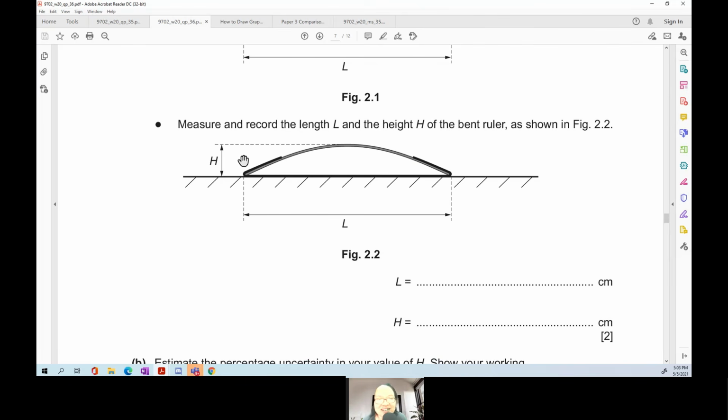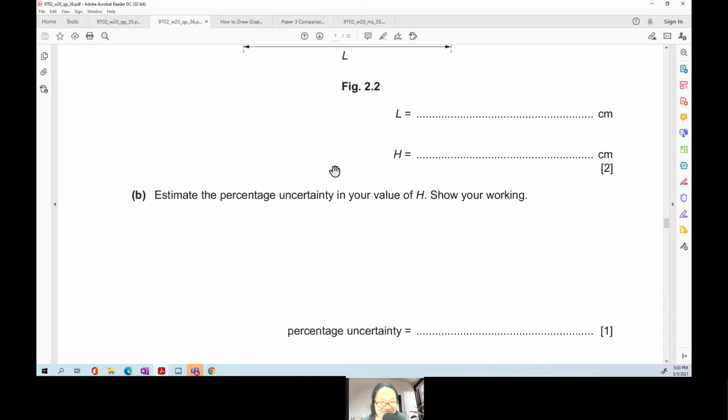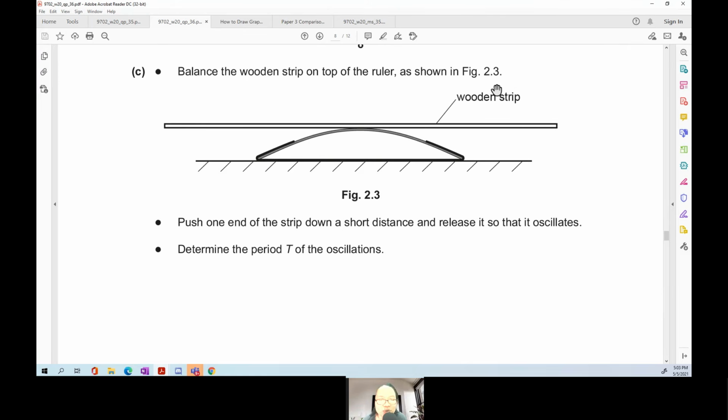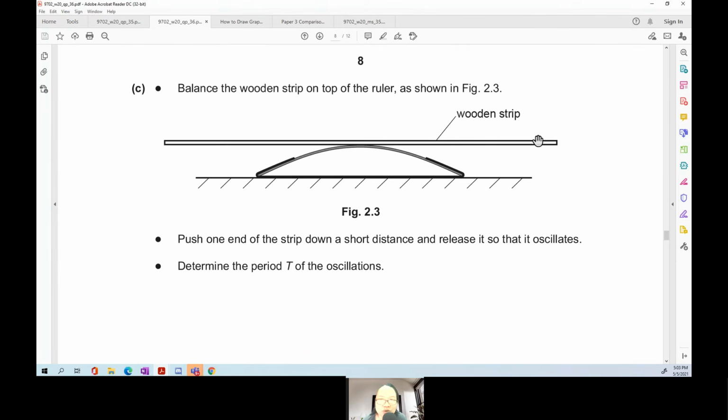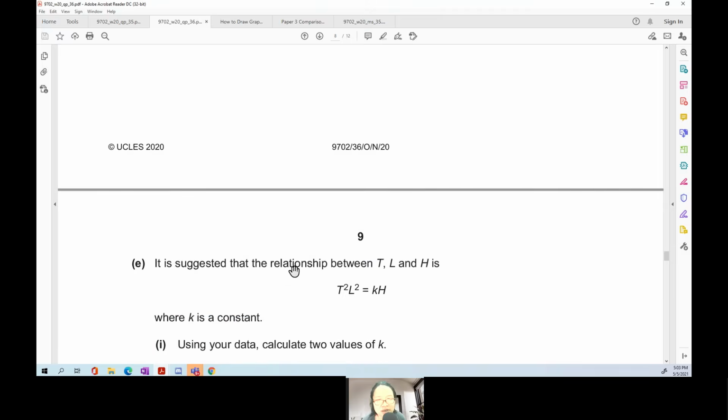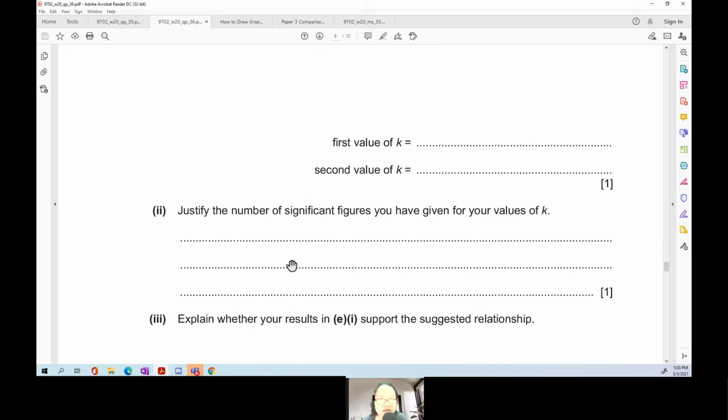Difficult in determining the highest point of the bent ruler and measuring h. That's what I'll write. I'm going to put a wooden strip here like a ruler. And then what it will do is we'll push one side down and then it will oscillate. And then we determine the period of oscillation. And then we repeat 2 readings.